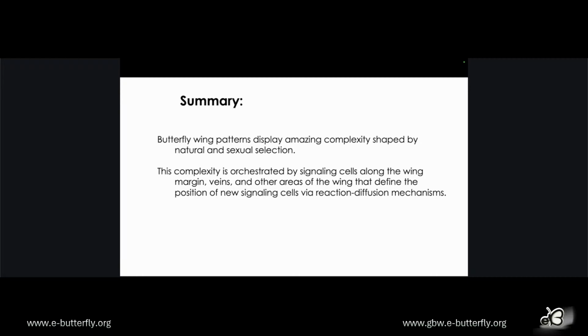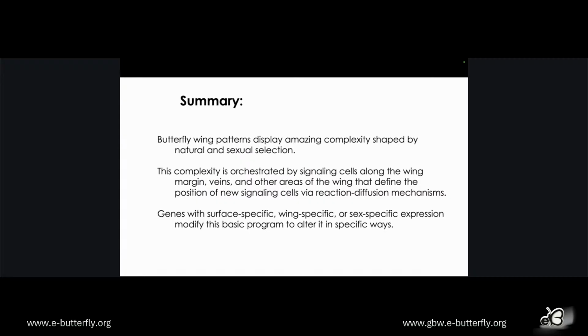Every species is evolving their own unique wing pattern. But at the same time, these evolving wing patterns are making use of these three different genetic factors in parallel. So as the default wing program is evolving in a species-specific way, these three proteins that I told you about are being integrated and also modifying that program in a surface and wing and sex specific way to produce even more diversity that is used by the butterflies to survive and reproduce.